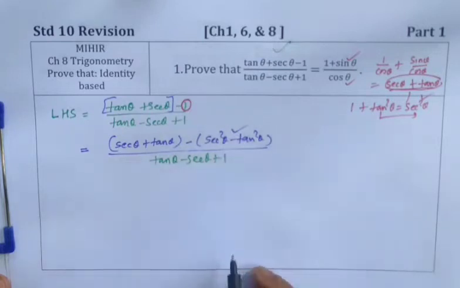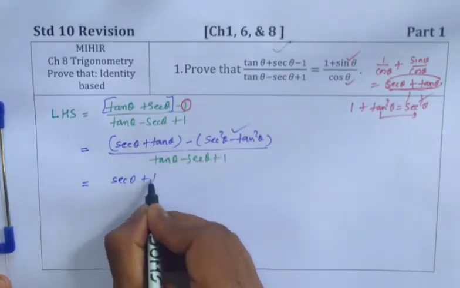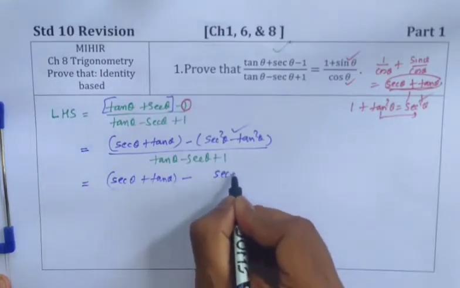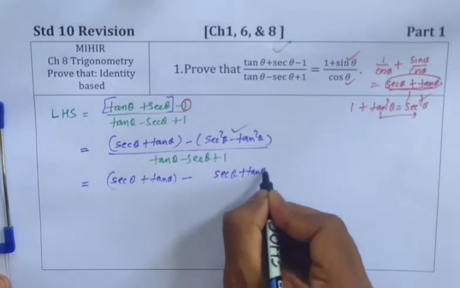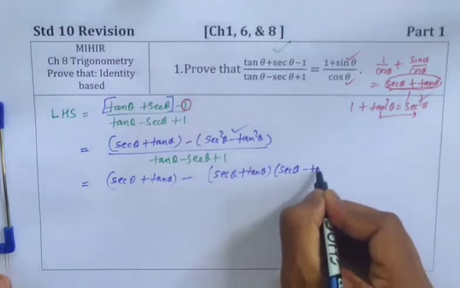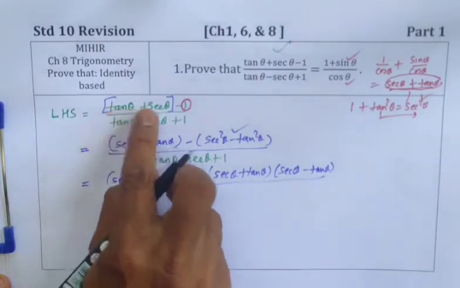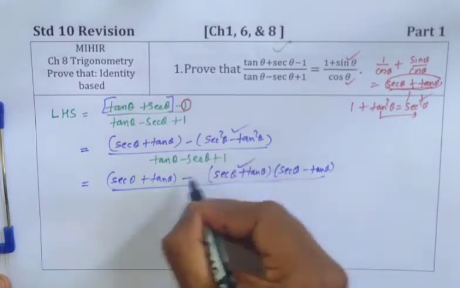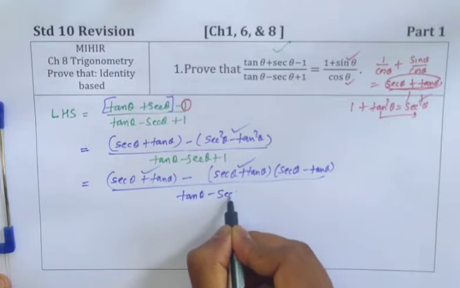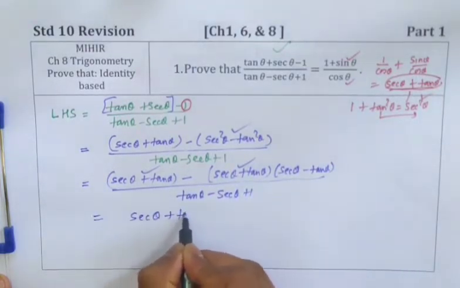Chaliye. Here, a square minus b square. So, two factors. Sec theta plus tan theta minus. What is the first factor? Sec theta plus tan theta. Or next factor? Sec theta minus tan theta. Whole upon. Did you realize why instead of tan plus sec, I wrote sec plus tan? There you are. Okay? Niche tan theta minus sec theta plus 1. So that is equal to sec theta plus tan theta.